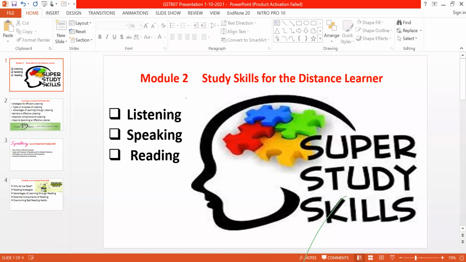And secondly, you have to maintain eye contact with your speaker. That is when you are having a face-to-face conversation, but if it is not actually a face-to-face conversation, you have to focus on the image of the person speaking, just like what we are doing now.